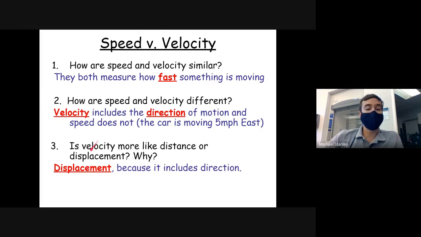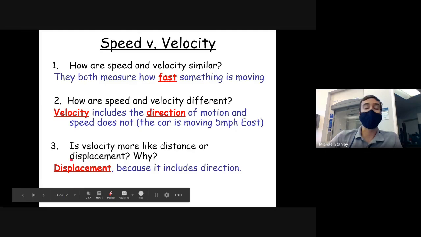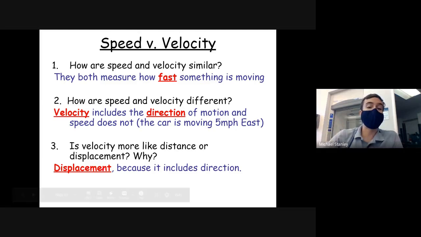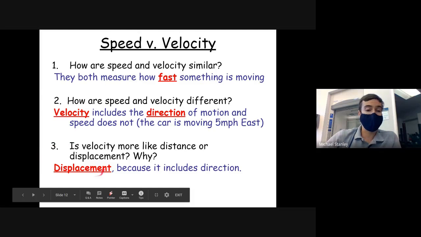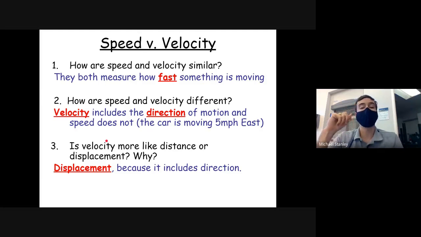So velocity is linked with displacement, how far away you're getting from your starting point, right? Because that direction tells you the direction that you're going from the starting point. So the further away from your starting point you get, the greater your average velocity, because you have a greater displacement. So speed and distance go nicely together. Velocity and displacement go right together.